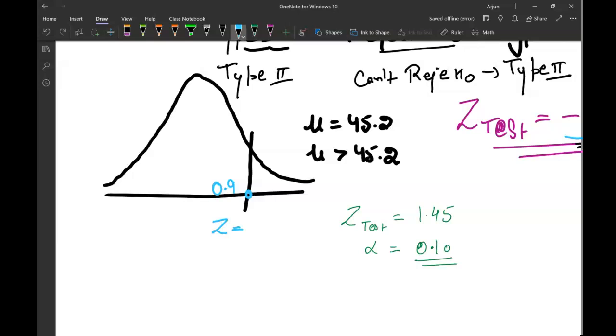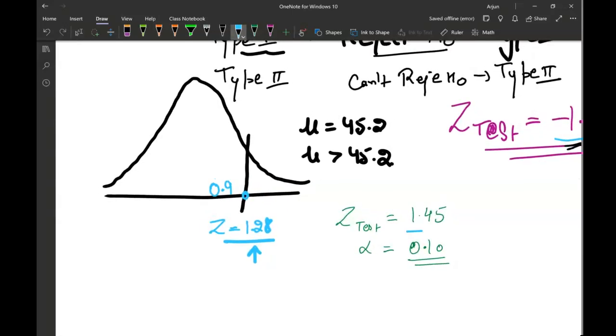So I'm going to pause the video for a second and try and find the z value corresponding to this one. So this should be 1.28. That's the value, 1.28. Because this is on the right hand side, this value is positive.